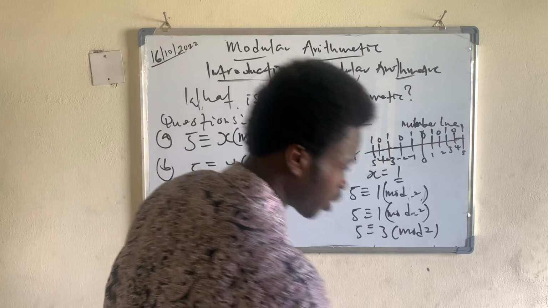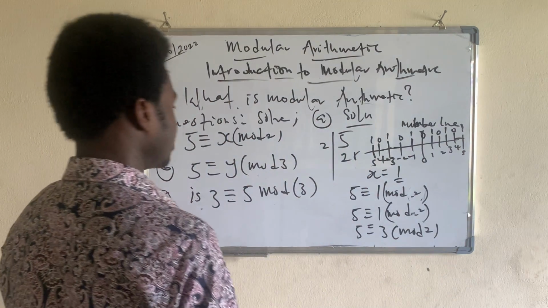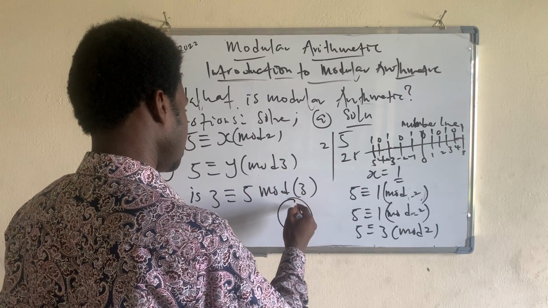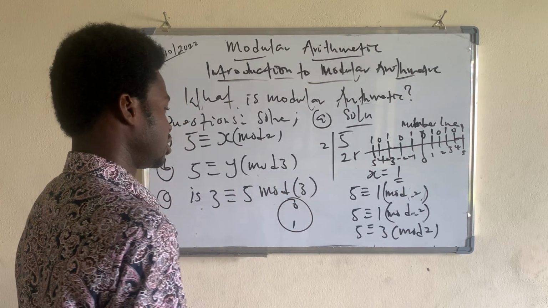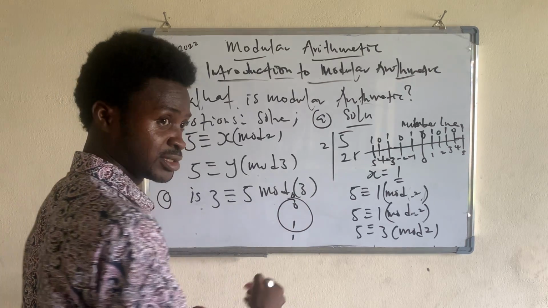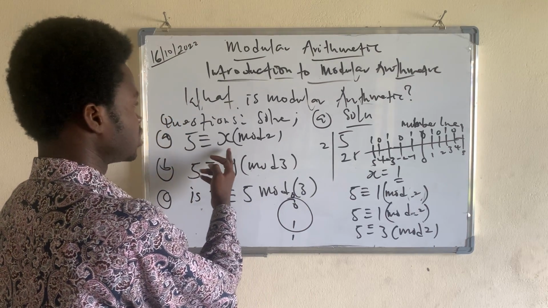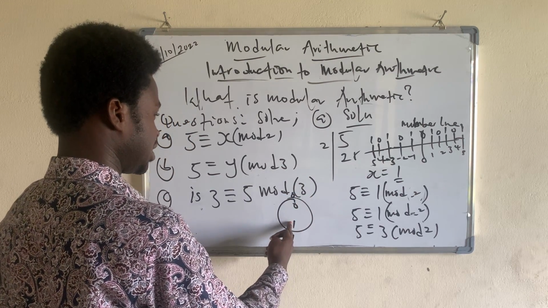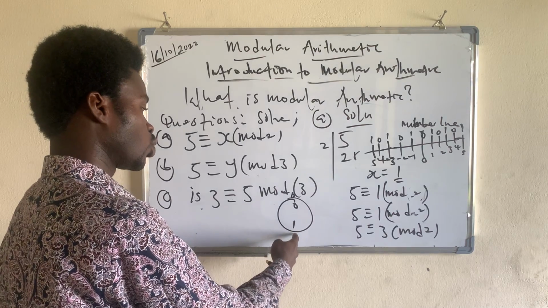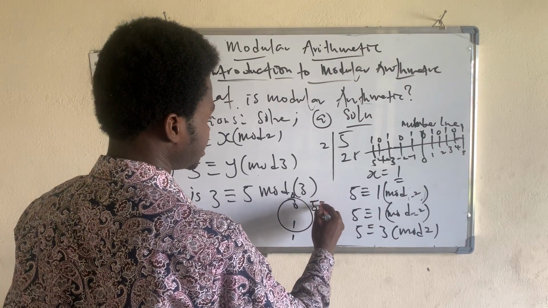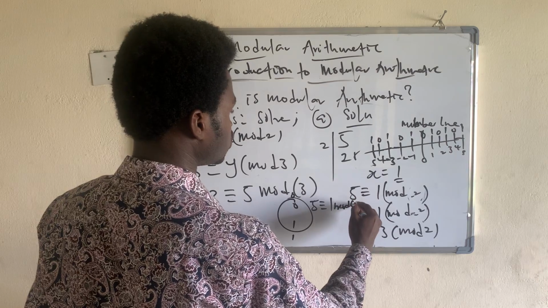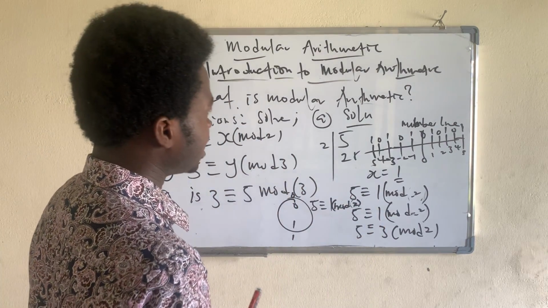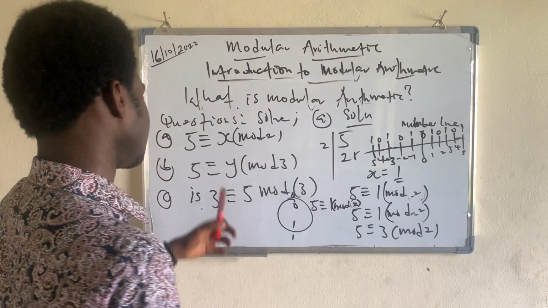We can also make use of the clock to explain that. Let me just draw that here. I have a clock, I have mode 2. Let this be 0 and let this be 1. So I want to know what 5 is congruent to in mode 2. I will start counting from here: 1, 2, 3, 4, 5. So it comes back to 1, which means 5 is congruent to 1 in mode 2. So these are 3 good ways in which we can solve this problem.